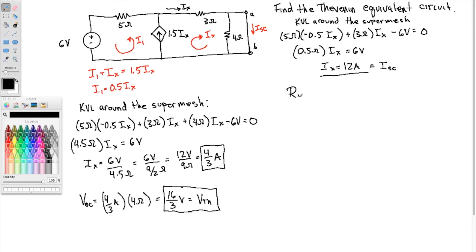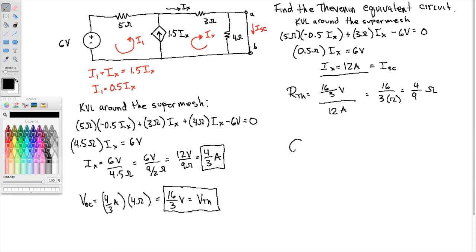If I want the Thevenin resistance then, this is 16/3 volts divided by 12 amps. So that's 16 over 3 times 12. There's a 4 there at least. So this is 4 over 3 times 3, which is 9. 4 over 9 ohms.